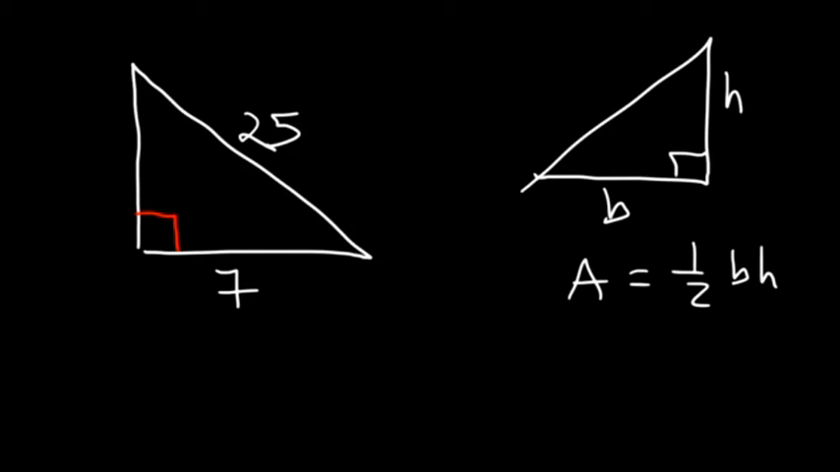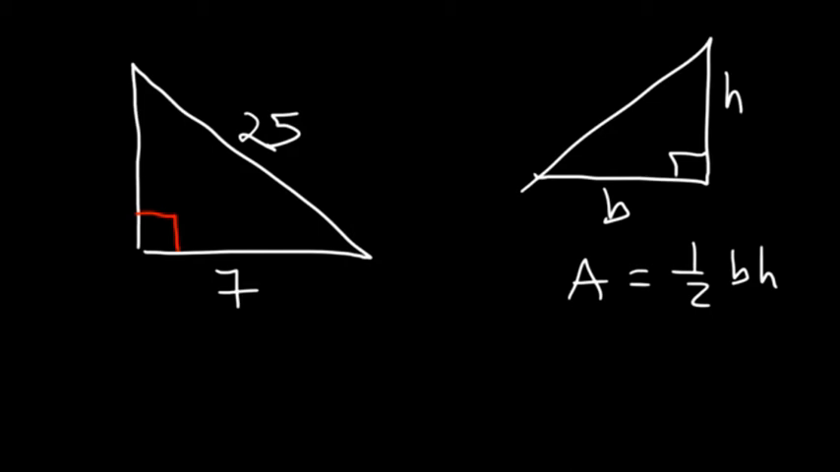The area is 1/2 base times height. So the base is 14 and the height is 12. Half of 14 is 7, and we know 7 times 12 is 84. So that's the area of this triangle. Now here's another problem. Let's say this side is 10, this side is 8, and the angle between those 2 sides is 30. What is the area of the triangle?